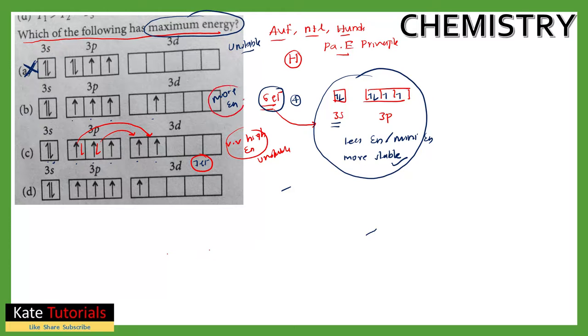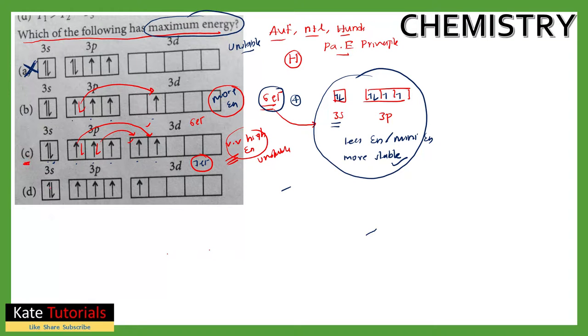Here it is also more energy. Why? Because 6 electrons are there here: 1, 2, 3, 4, 5, 6. But here one excitation has happened. So here also more energy, but in C there are one excitation and 2 excitations, so it will be very high energy.